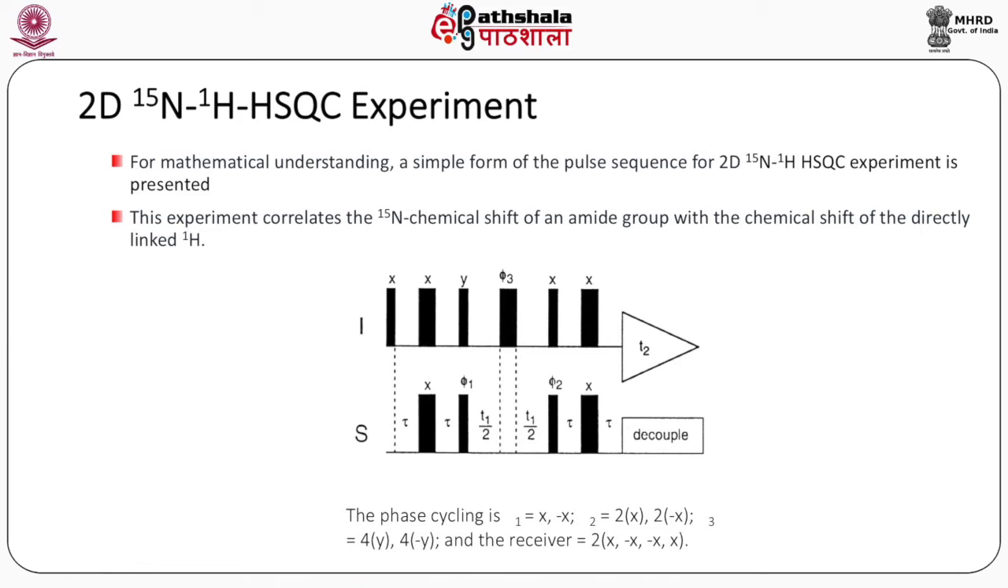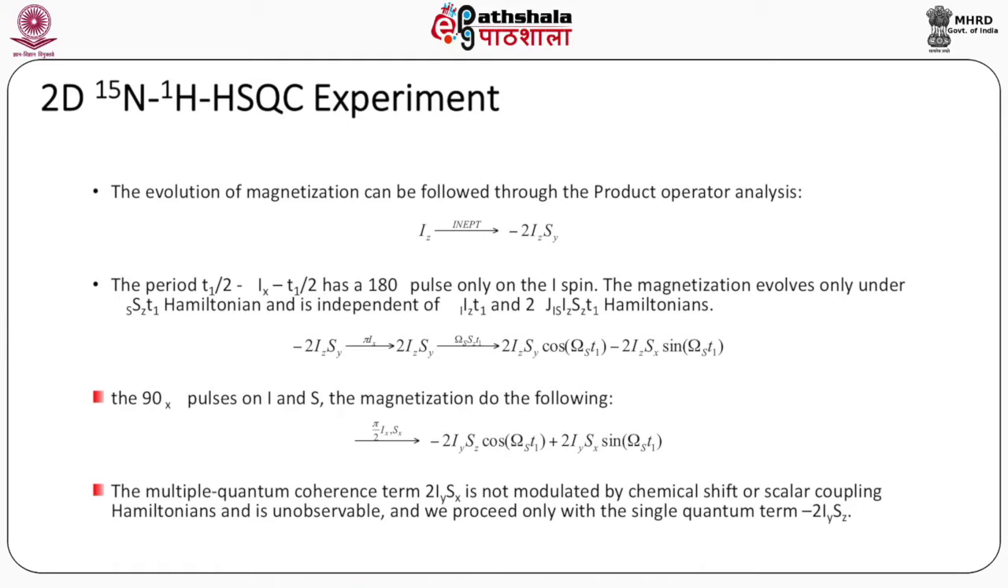The phase cycling is phi 1 is equal to x, minus x, phi 2 is equal to 2x and 2 minus x, phi 3 is equal to 4y, 4 minus y, and the receiver has 2x, minus x, minus x and x. The evolution of magnetization can be followed through the product operator analysis for this particular experiment. Here I should tell you that such kind of analysis has a lot of mathematical expression, and they are actually very easy to follow and they contain a lot of information.